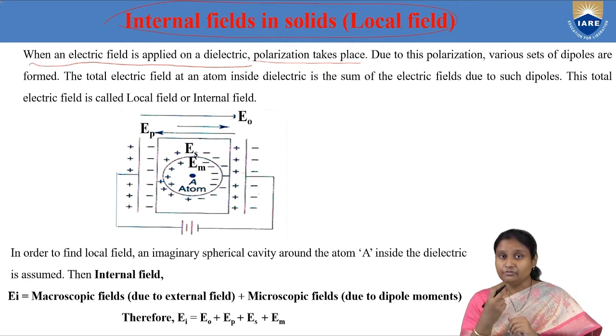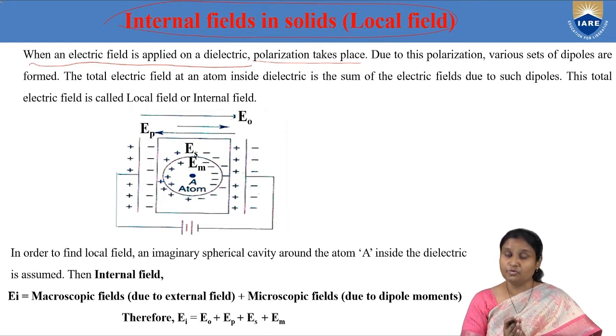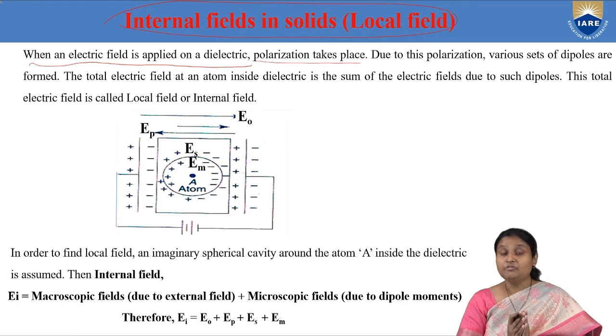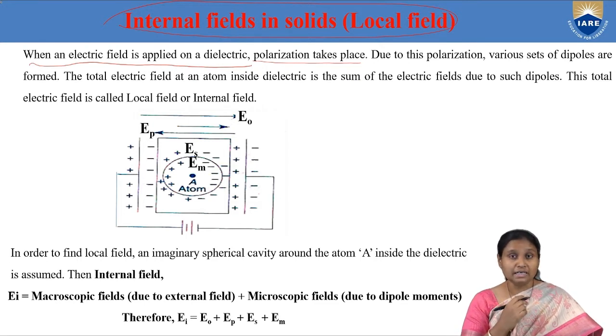And that electric field at one particular point inside the dielectric is not made up of just one type of dipole formation, but of many sets of dipole formation. If I consider the different sets of dipoles being formed, then the total electric field at that particular point is called the internal field in solids.